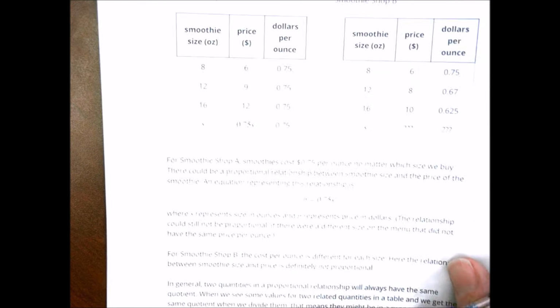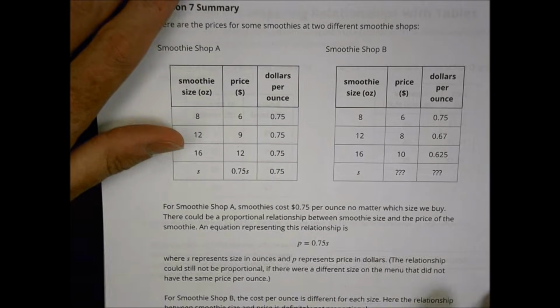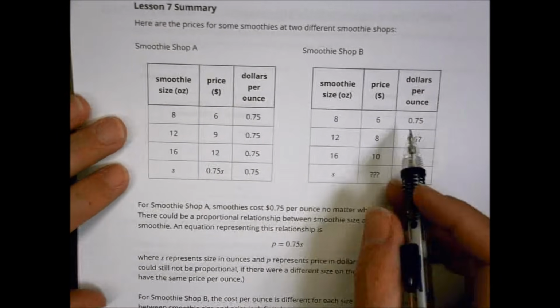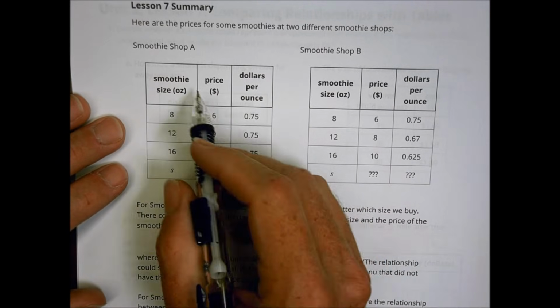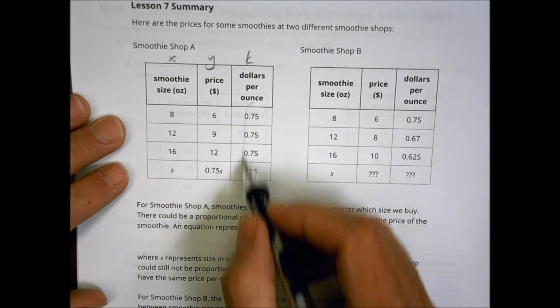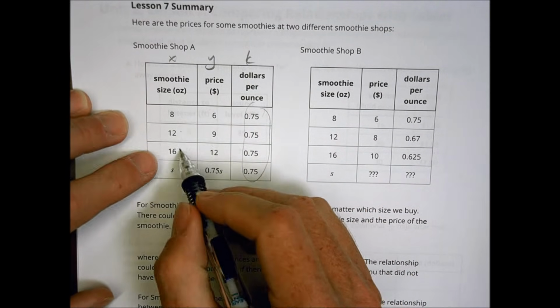So for a summary, we would say that they give you two examples here of a smoothie shop, and what you see is that in terms of the dollars per ounce, as our x, our y, and our k, this seems to stay a constant no matter what size smoothie you're getting.